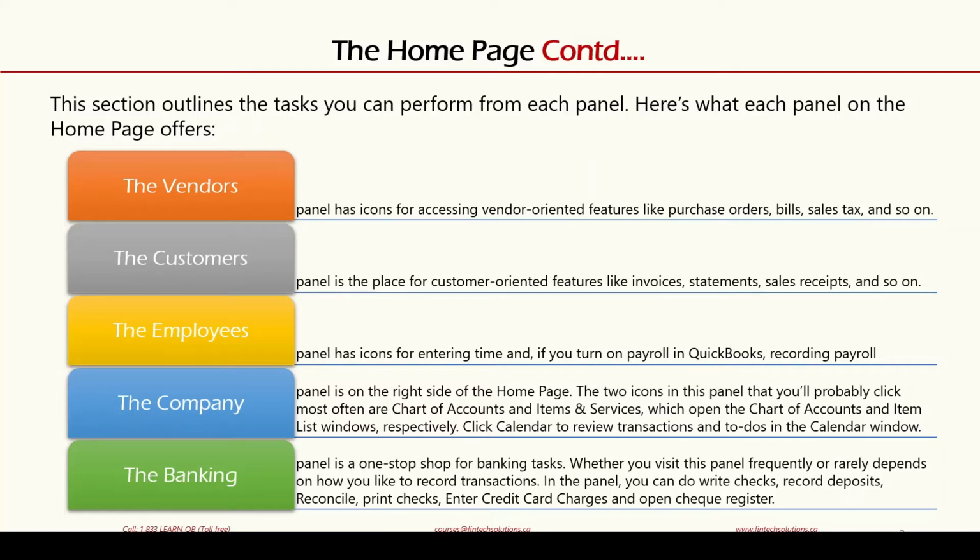The Company panel is on the right side of the home page. The two icons in this panel that you will probably click most often are Chart of Accounts and Items and Services, which open the Chart of Accounts and item list windows respectively. Click Calendar to review transactions and to-dos in the calendar window.